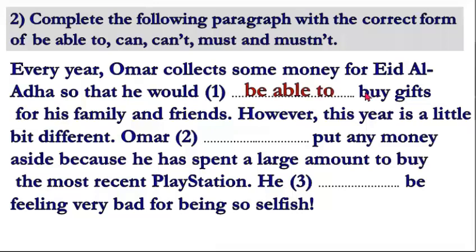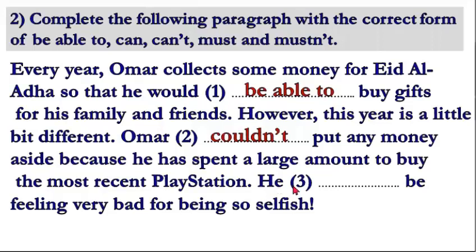However, in the middle of the third line, this year is a little bit different. Omar put any money aside because he has spent a large amount to buy the most recent PlayStation. So we are talking about something in the past. He spent a large amount of money, so we use a past modal like couldn't. He couldn't put any money aside. Why? Because he has spent a large amount of money.